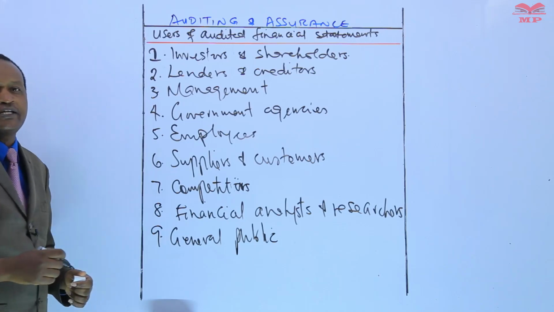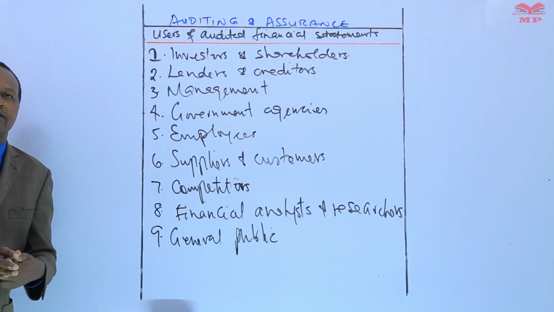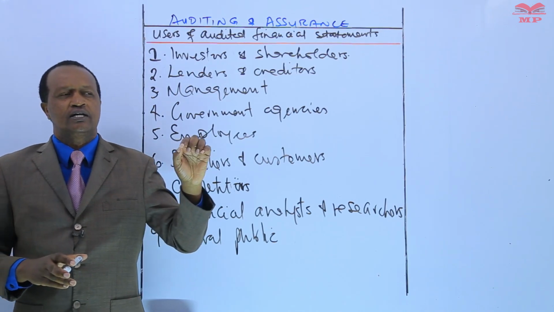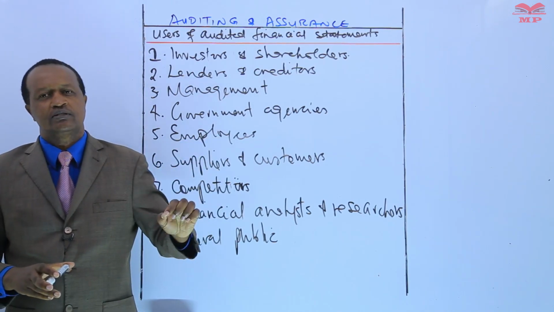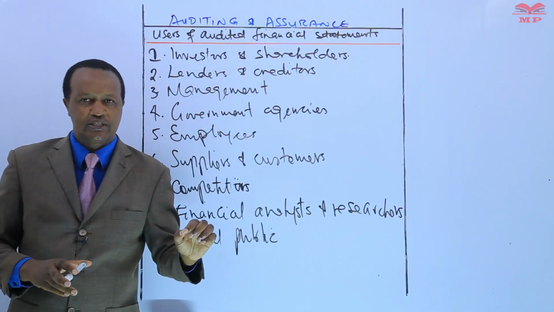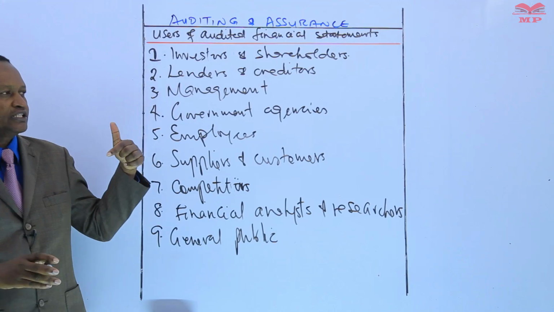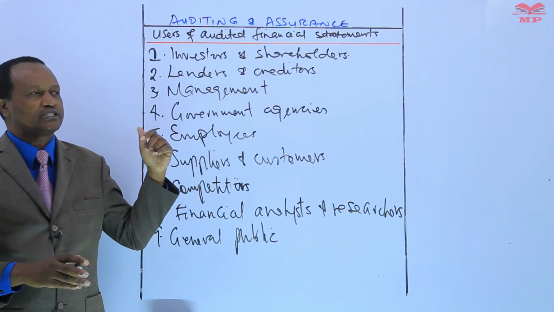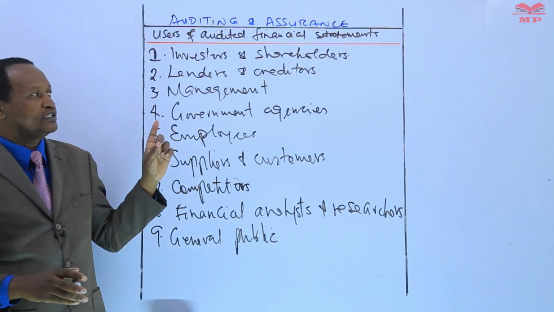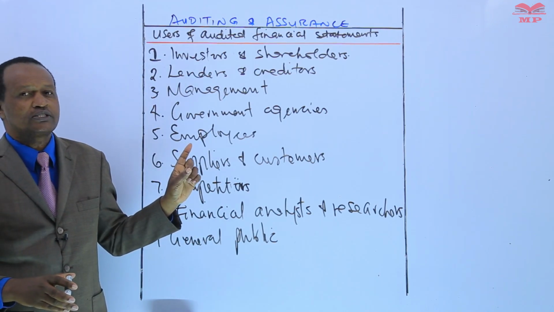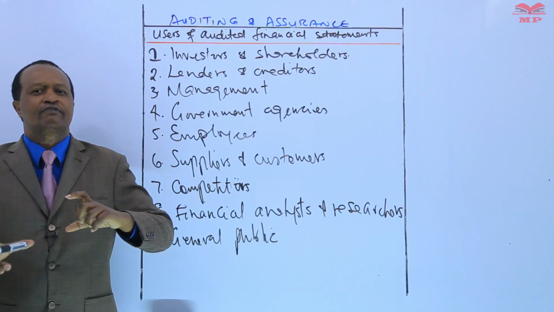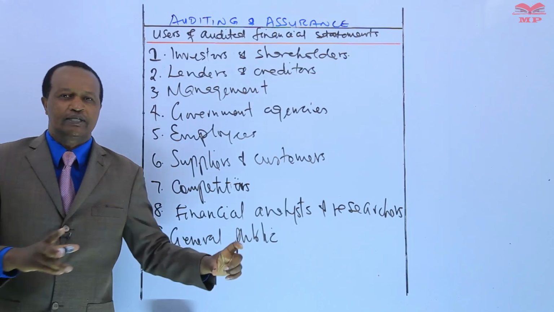Then lastly, we have the general public. The general public may be interested in the financial performance of companies they interact with, such as banks, such as insurance companies, such as utility providers. And this information, the audited financial statements, can help them make informed decisions about their financial relationships with the company.